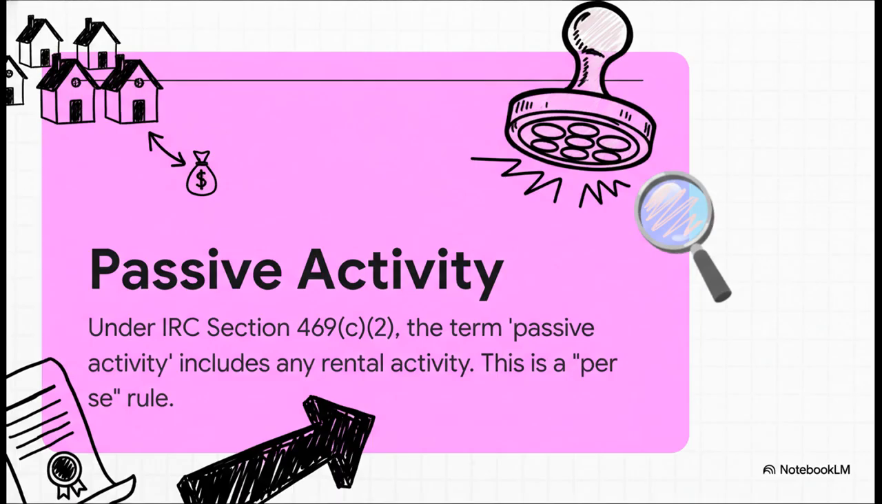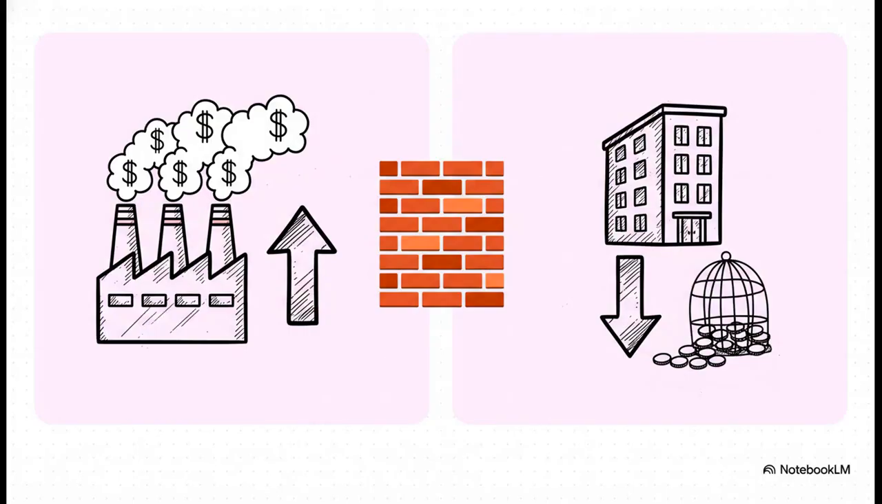I mean, you could be spending 2,000 hours a year managing your building. It doesn't matter. The law just slaps a passive label on it by default. No questions asked. And this is the result. It's a perfect picture of the problem. Over here, you've got your active business income, all that profit you're working hard for, and it's all taxable. Then over there, you've got these rental losses, usually just paper losses from things like depreciation and interest.